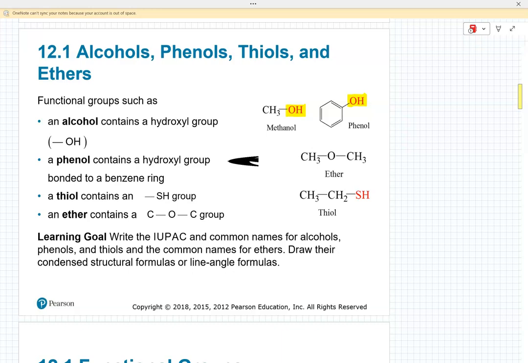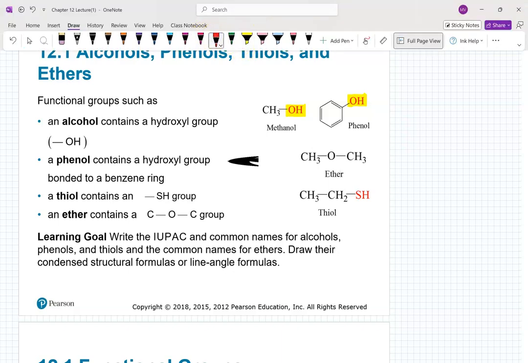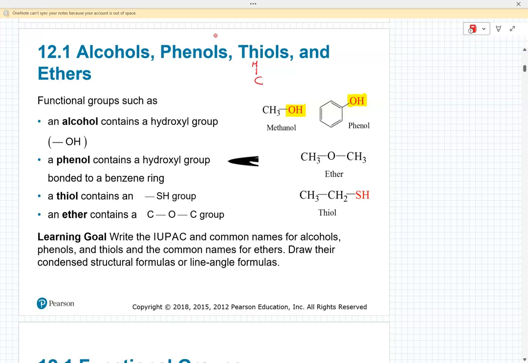of organic compounds. So let's say you take methane, okay, you take methane and you replace one hydrogen with the OH group. So carbon hydrogen bond is non-polar.